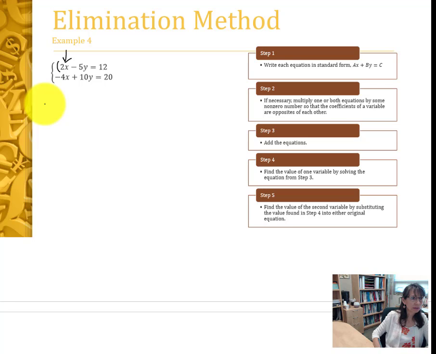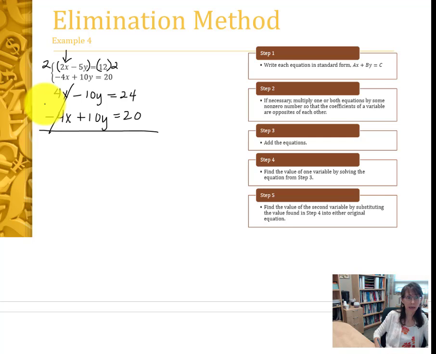Well, all I have to do is multiply this equation by positive 2. So the new equation becomes 4x minus 10y equals 24. I'm changing nothing about that second equation. I'm just going to copy it. Negative 4x plus 10y equals 20. So when I add them together, sure enough, the terms with x do eliminate.